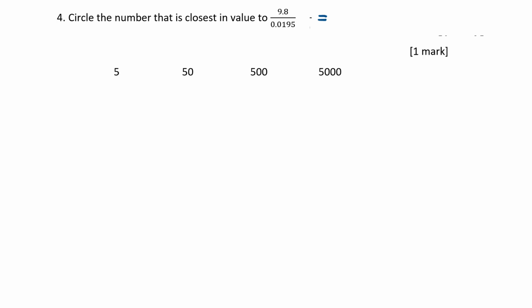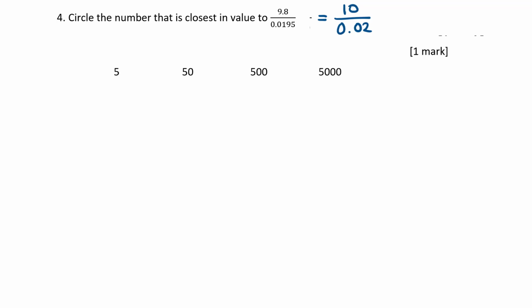So 9.8 to the nearest whole number is 10. And the first significant figure of the next number, look, is that one there, isn't it? So I'm going to round up to the nearest hundredth. So that is going to be 0.02 to one significant figure. So I've got 10 divided by 0.02.